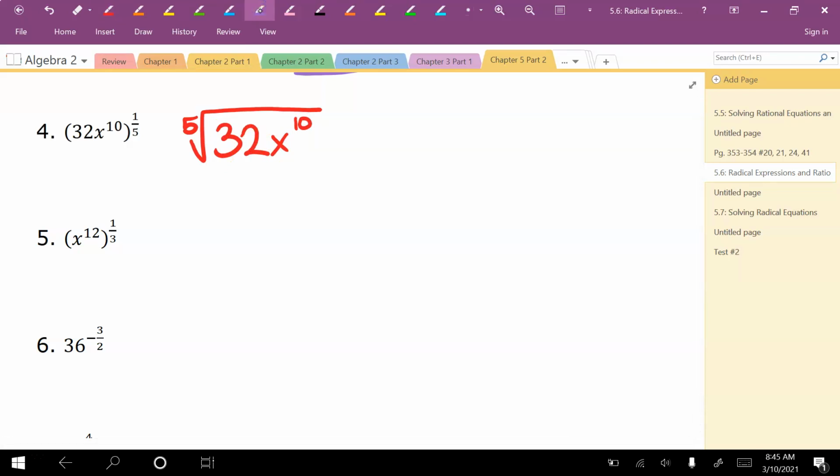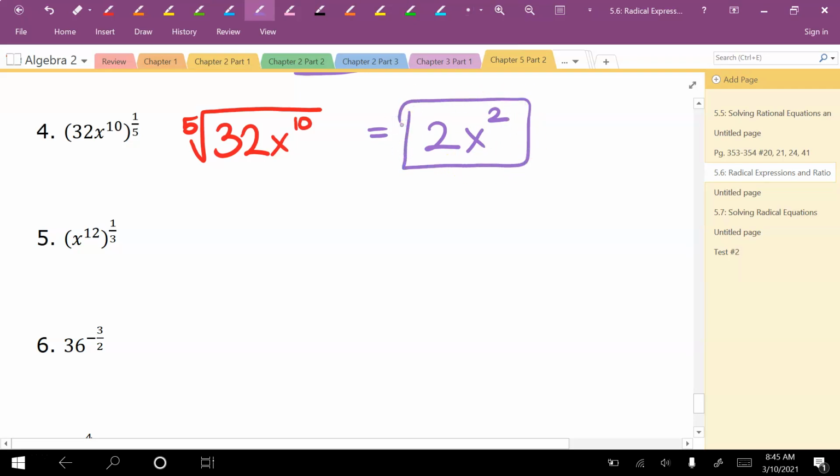Okay, so let's use our calculator. Take the 5th root of 32. And tell me what you get. 2. The 5th root of 32 is 2. 2 times itself 5 times, you're going to get 32. Now, for the x, what do we do with the 10 and the 5? Divide. So what is 10 divided by 5? 2. So this is going to be 2x squared.